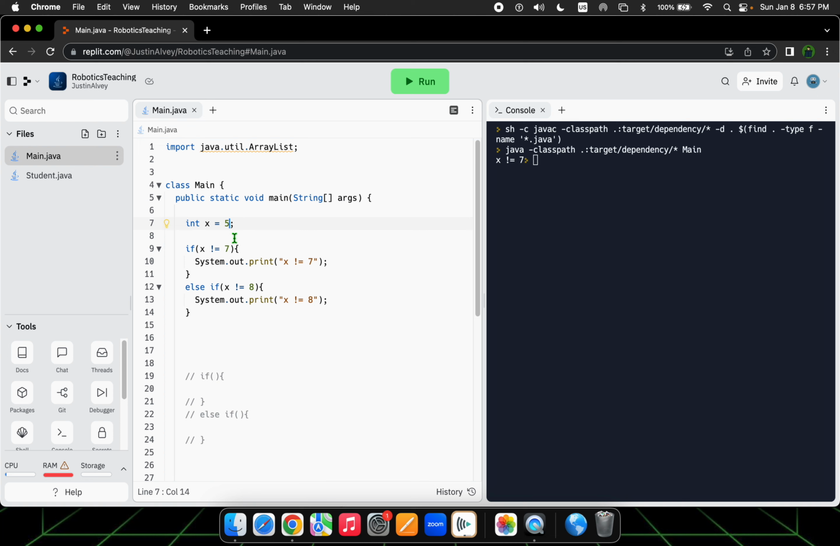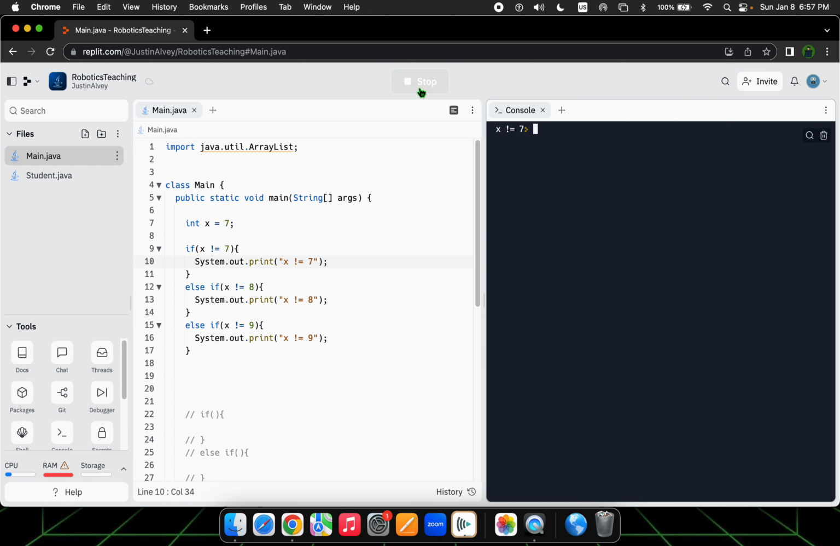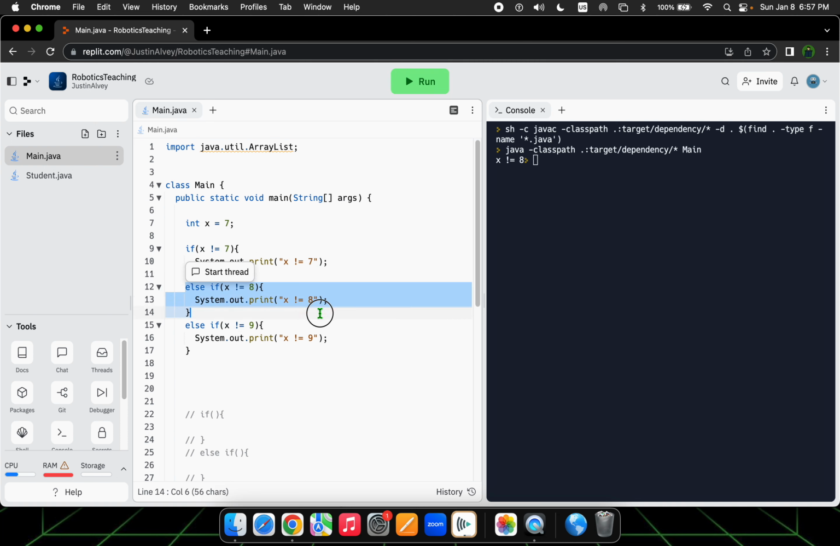However, if x equals 7, then it would move past here, and then it would check this. But then we could add, x isn't 9. This would only print x isn't 8, because we check 7, it is 7, so it moves on. Is it 8? No, it isn't 8, and then it calls this. But then it won't call the last one, because it already called the middle one.